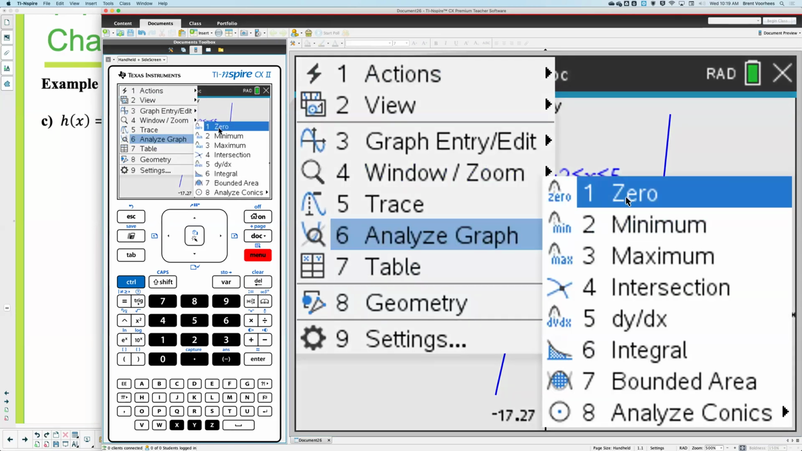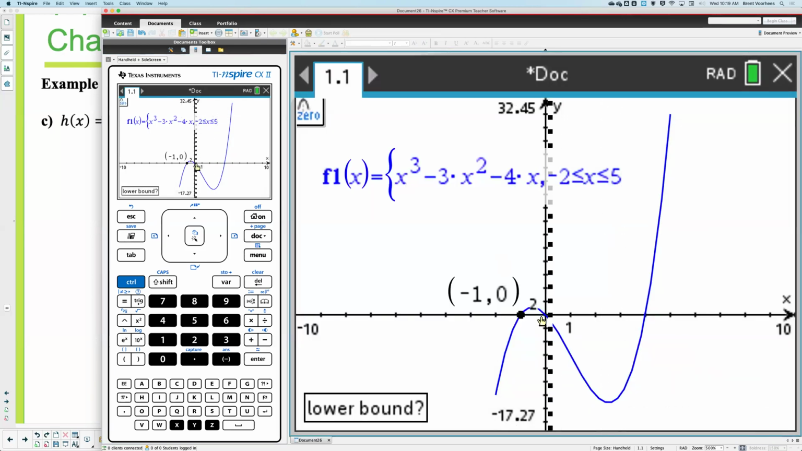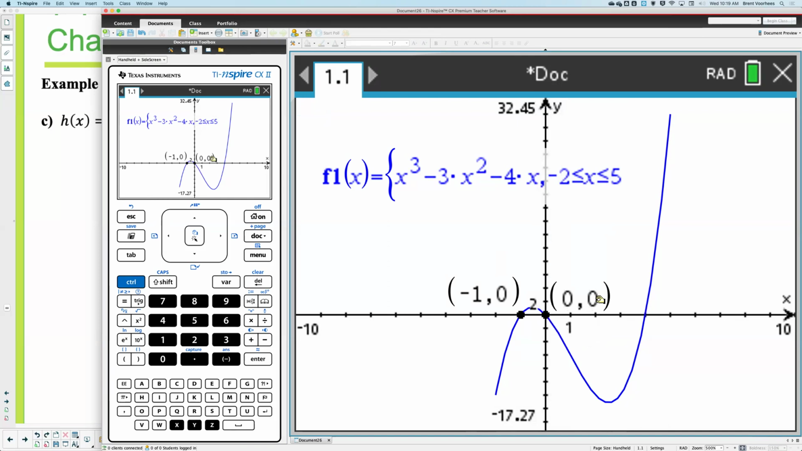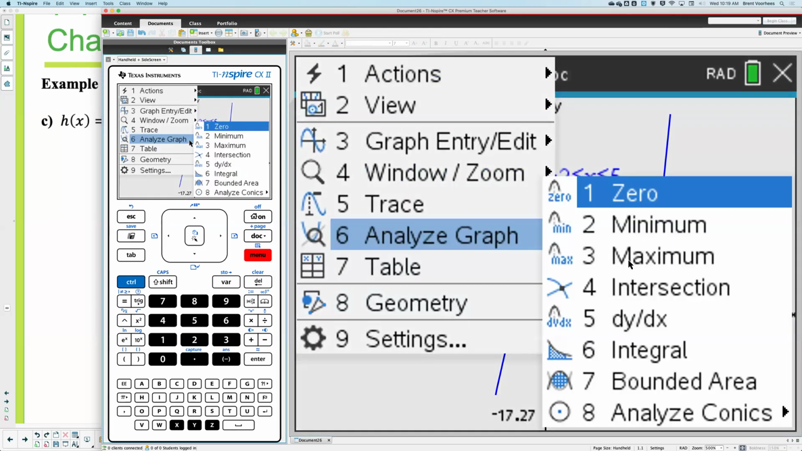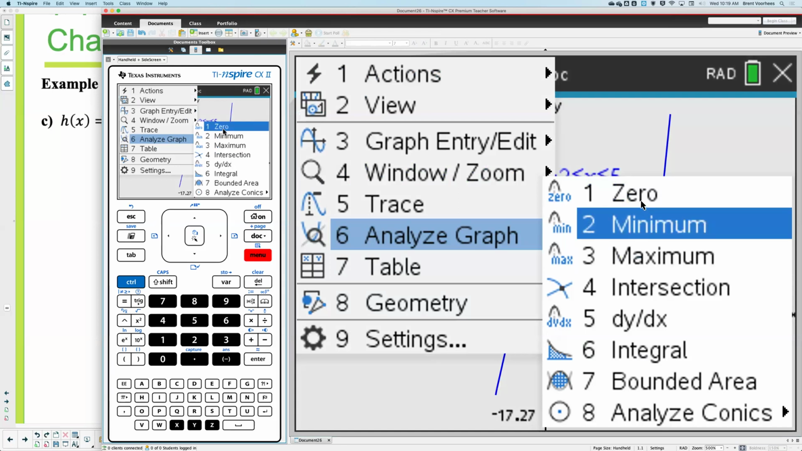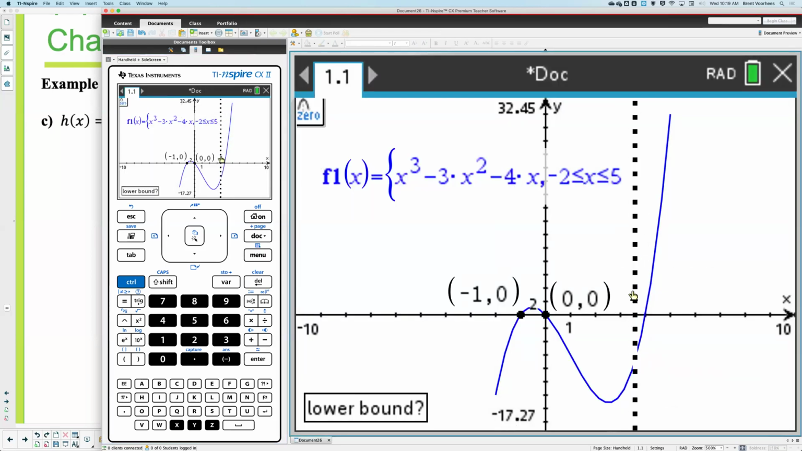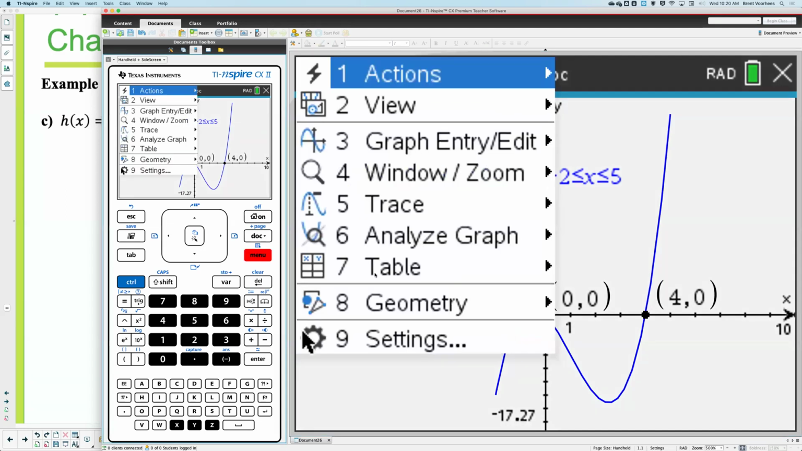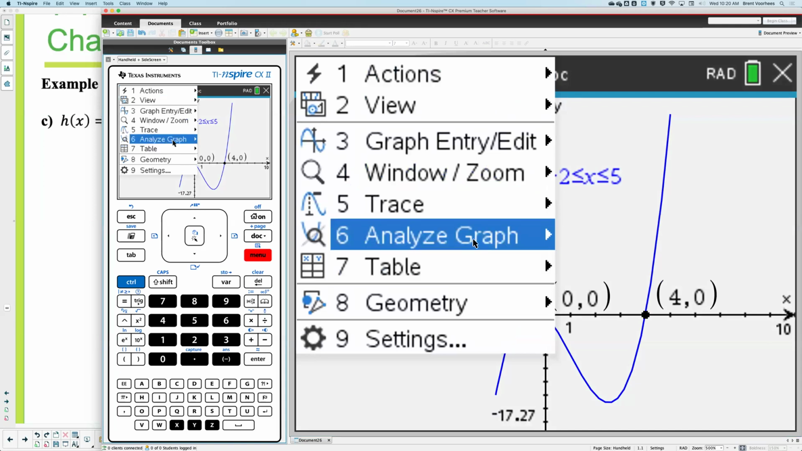Okay, I'm going to do this all 3 times. Menu, analyze graph, zero. I'm going to the left and right, and I'm adding these values in. Okay, I've added all 3 zeros in. The next one on there is minimum. Does this graph have a minimum? Yes. How many minimums does this graph have?